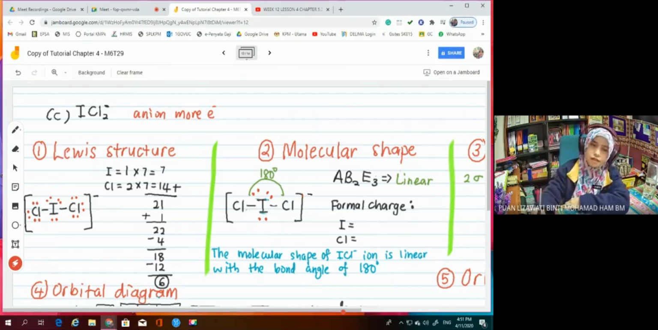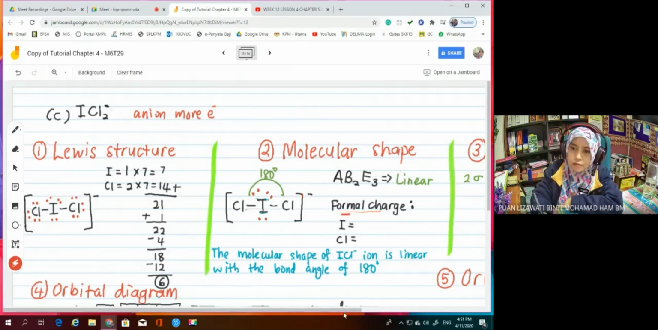Right, for the ion, whether cation or anion, you have to add one more step here, and that's for the formal charge. Because we want to identify whether the negative charge is located on the I atom or the Cl atom. So we have to calculate. Iodine has 7 valence electrons, minus 1, 2, 3, 4, 5, 6, 7, 8. So 7 minus 8 equals -1. So the negative charge is located on the I atom.